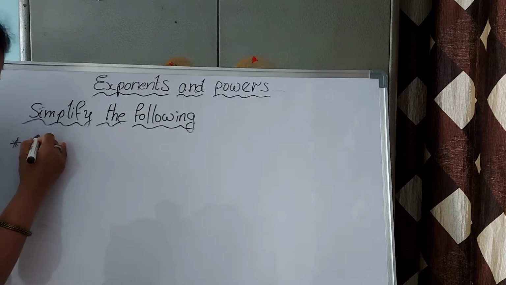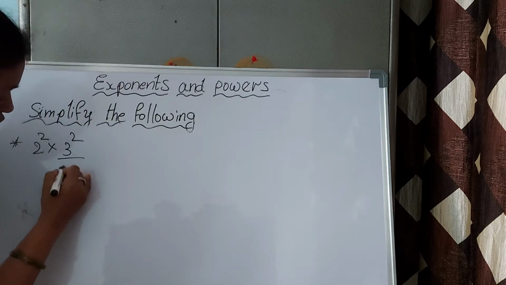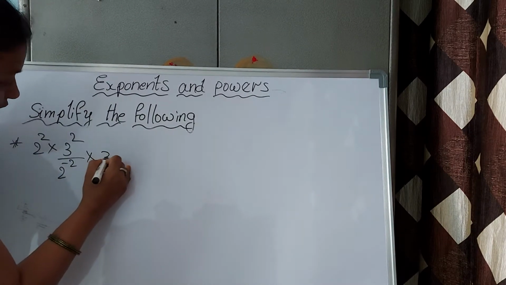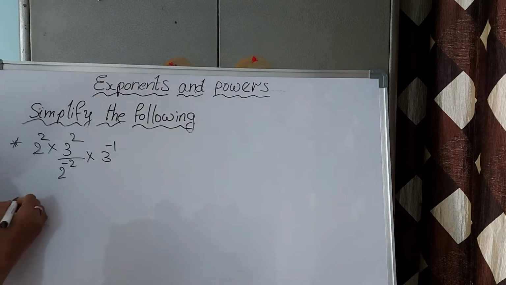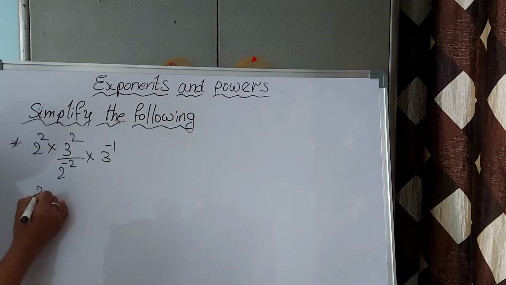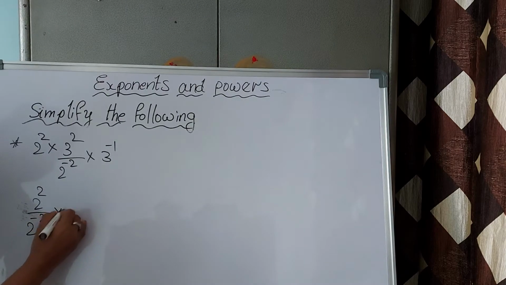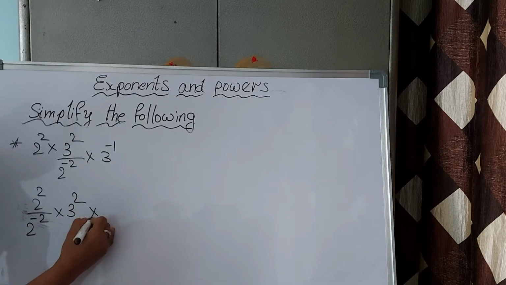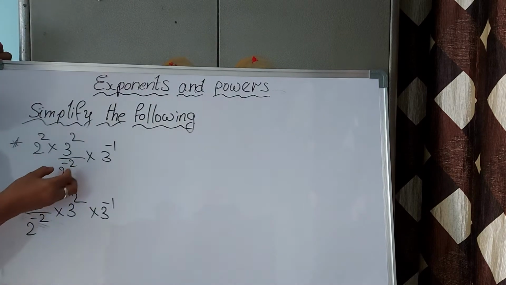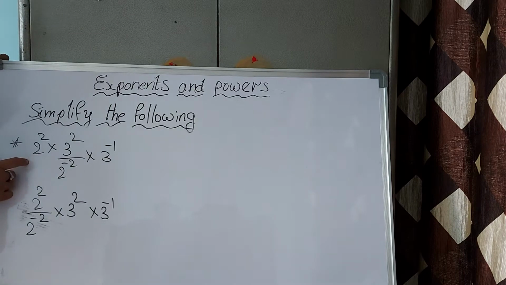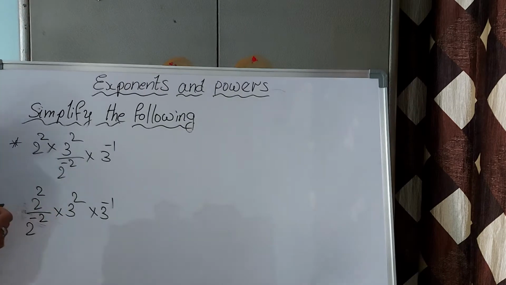Next one. 2 square into 3 square by 2 power minus 2 into 3 power minus 1. See here, we can write this one like this, no? 2 square by 2 power minus 2, into 3 square by 3 power minus 1. Because here intos are there, you can write this denominator under this also. If it is plus, we should not write. Okay, now see this one.